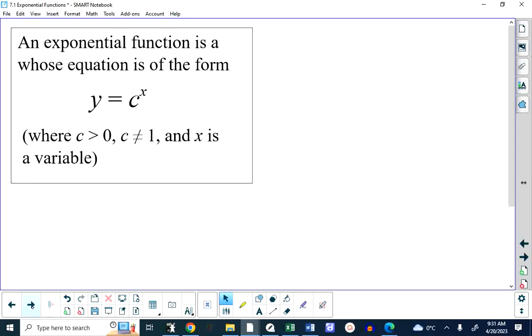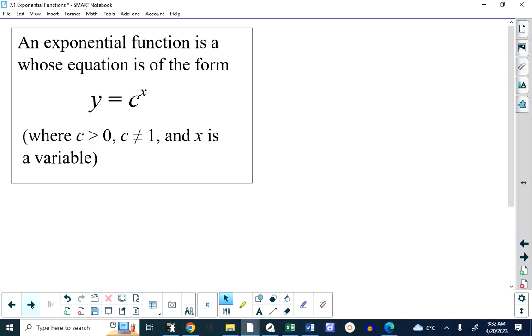Briefly, if c was equal to 0, then this function would be y equals 0 to the x, and 0 to the x is 0. This function would be y equals 0, which is not an exponential function. It's a constant polynomial function. It's a straight line that's horizontal.